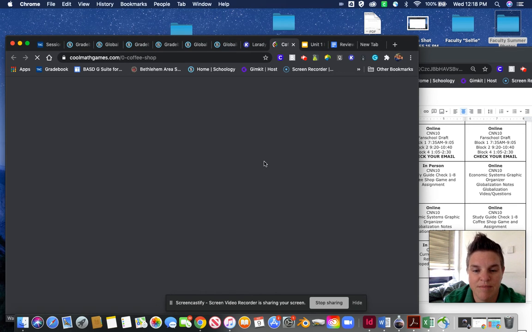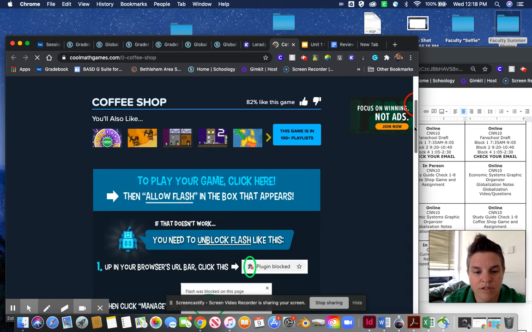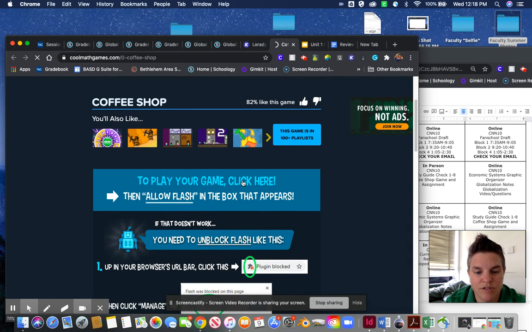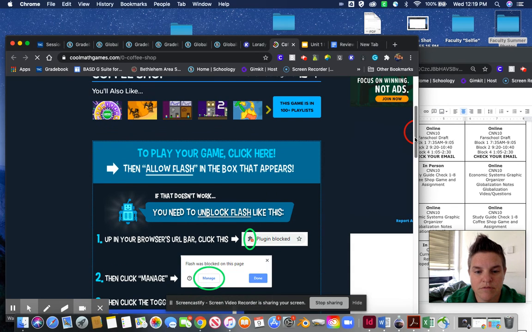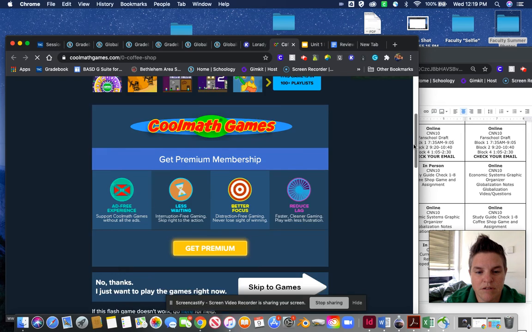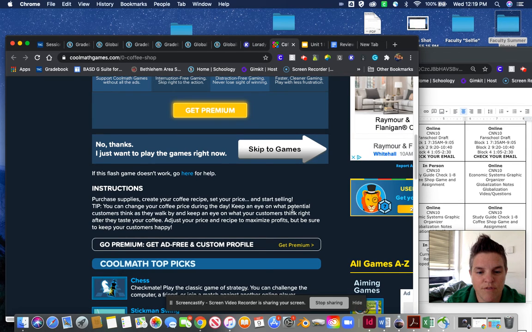So you'll click on the coffee shop game. And it's a cool math game. And then you'll just click to play your game, click here, and then allow the flash if it asks you to. And then scroll down a little bit, and it gives you the instructions. Purchase supplies, create your coffee recipe, set your price, and start selling. Okay, great.